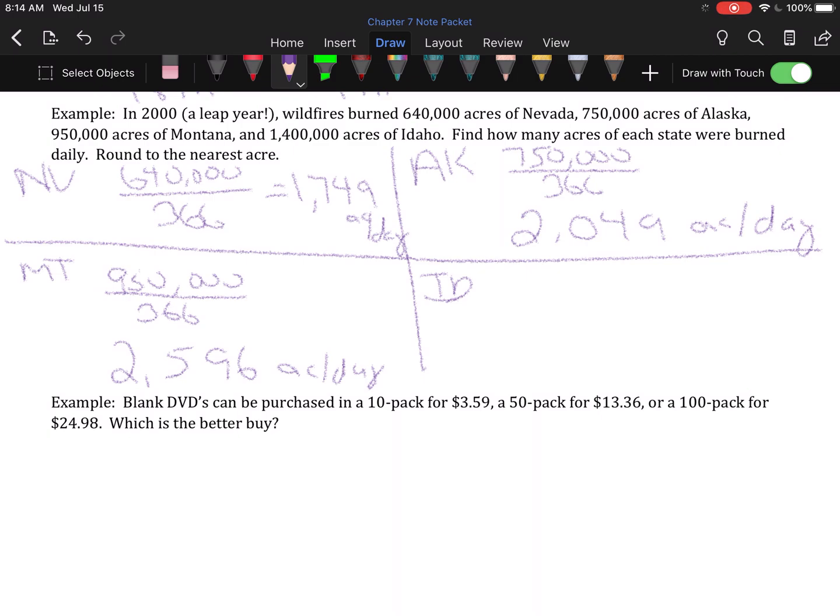And Idaho, pardon me. Idaho had 1,400,000 acres burned. So we'll take 1,400,000 divided by 366. And we get 3,825.1. Because the first decimal is a 1, I'm going to leave it as 3825. So we get 3,825 acres per day. Those are unit rates. What we just did here was 4 unit rates. All you do to get a unit rate is divide. Take your fraction and divide.